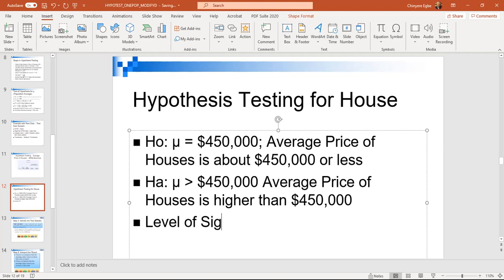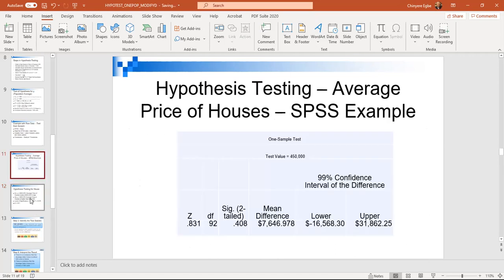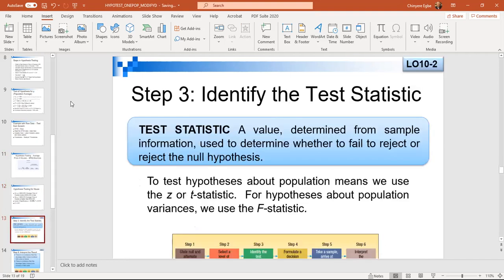Level of significance of 0.005 means that Z star was 2.576. Okay. So now we calculate Z to be equal to 0.831. This is what you saw from that table. Am I correct? Yes. All right.